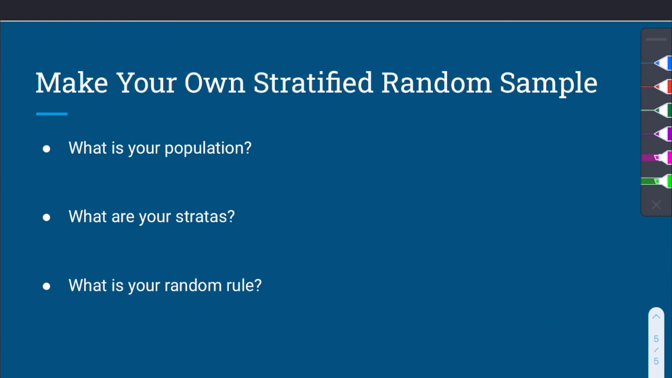Things to think about. What is your population? What are your strata, or the groups within your population? And how are you going to randomly pick them? What rule are you going to use? It's good to pick that before you go ahead so that you make sure that you're not bringing any of your bias even into the way your random rule is designed.